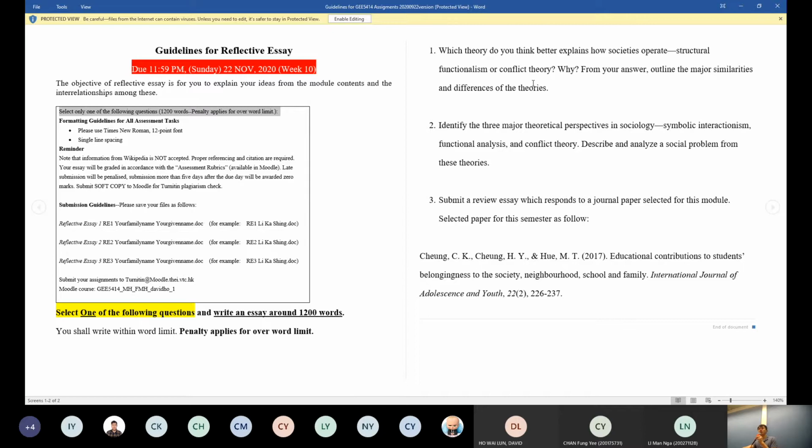And for the 3 questions, we will return to this idea because this is your second week. We will go through the theories one by one, and then in the coming weeks, we will talk about different topics, and we will attempt to make a connection between some current affairs and these theories.